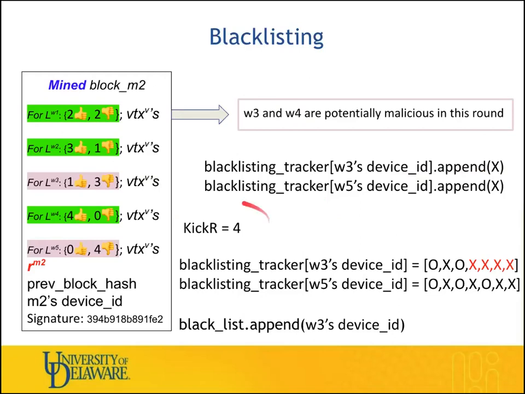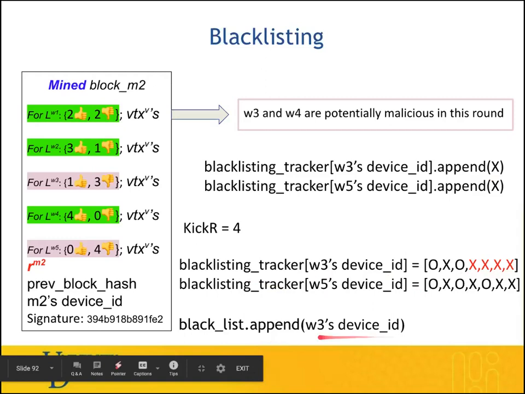Let's assume that a device has to be consecutively identified for 4 rounds in order to be blacklisted, and we denote this number as KICR. If a device A marks an X for device B, device A will check if device B satisfies KICR. In this case, device B is worker 3 and worker 5. And unfortunately, worker 3 has been consecutively identified as malicious for 4 consecutive rounds. So worker 3 will be blacklisted. But worker 5 is still fine at this moment. So append worker 3's device ID to the blacklist.